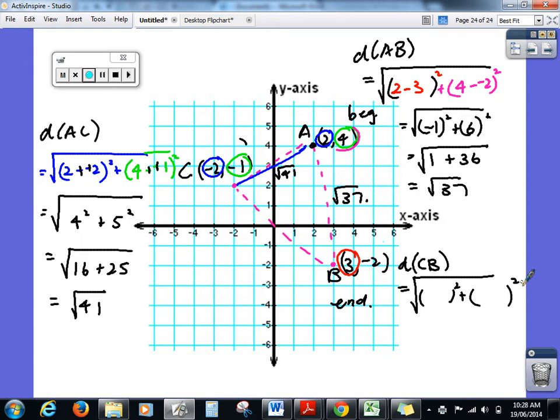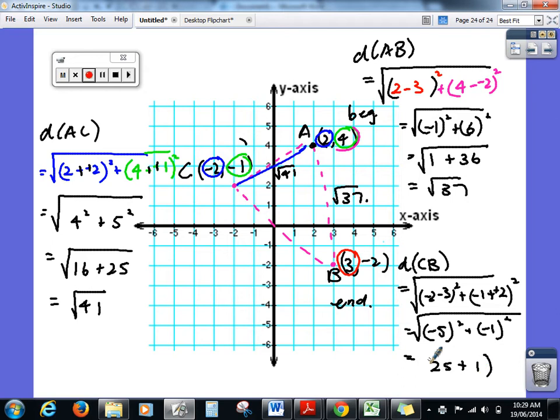So let's do the first bracket. So it's -2 take 3. The second is -1 take -2. The double negative in the second bracket becomes a positive. So this will be -5 squared plus -1 plus 2 is -1 squared. It doesn't matter about those negatives because when you square them, they'll become positive. So this becomes 25 plus 1.